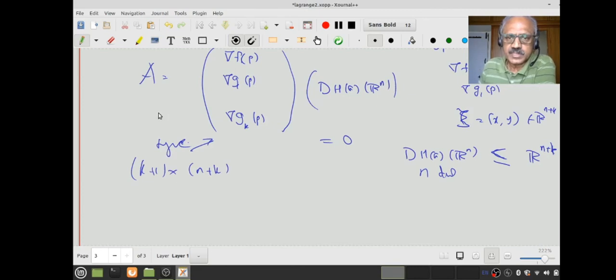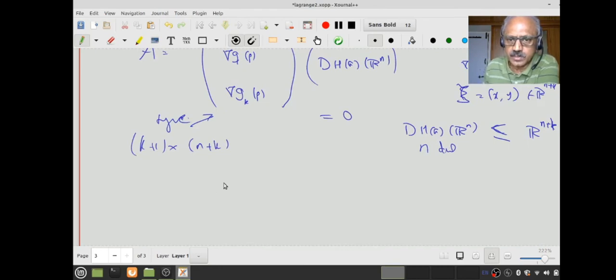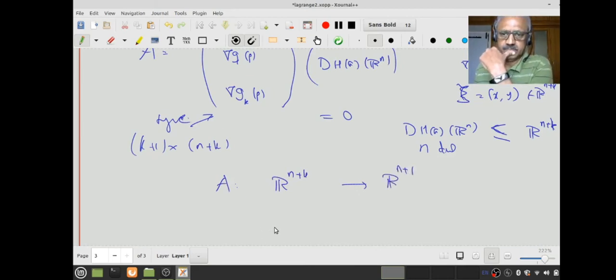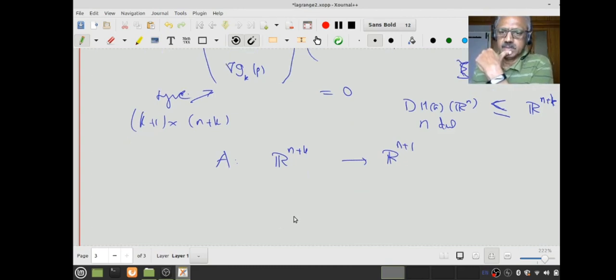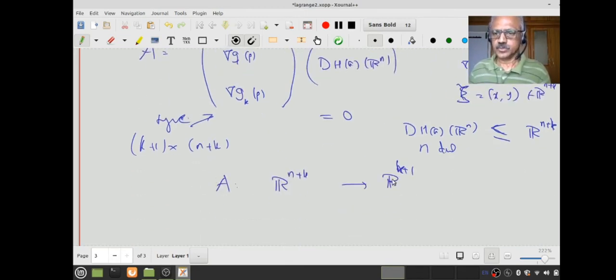Therefore what could be the maximum rank of this? Maybe k+1. Where does it take place? Therefore this A maps Rn+k to Rk+1. Do all of you agree? Yes? Okay. Sorry, it is k plus 1, therefore it will map to Rk+1. It is a k+1 cross n+k matrix. Do all of you understand this?